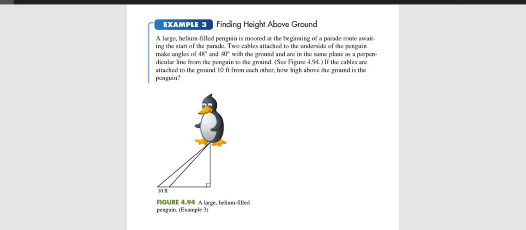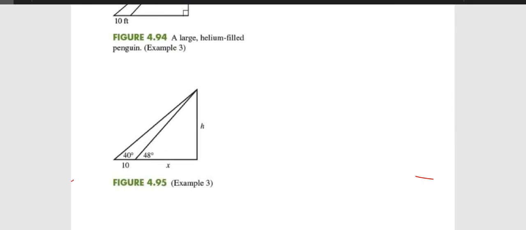So where do I put the angles 40 and 48? Two cables attached to the underside of the penguin make 48 and 40 with the ground. So do they really go underneath the penguin? Okay. I bet they go like this.